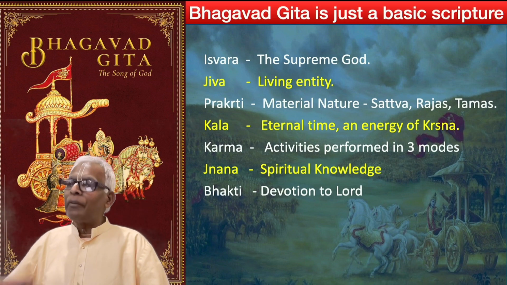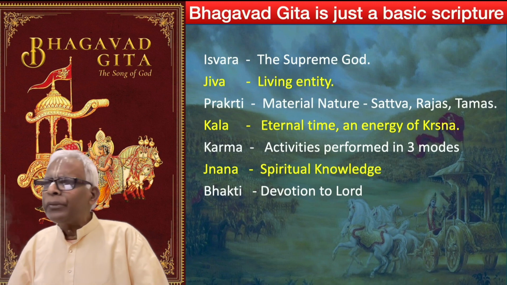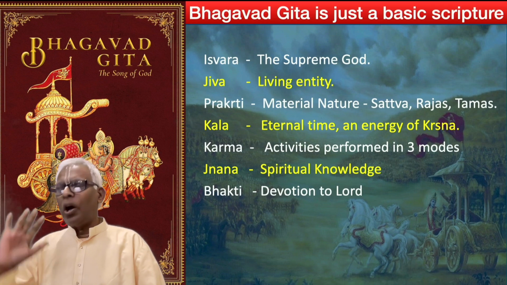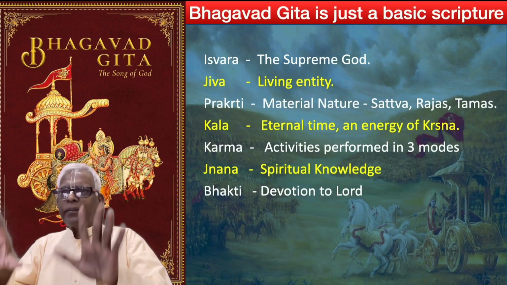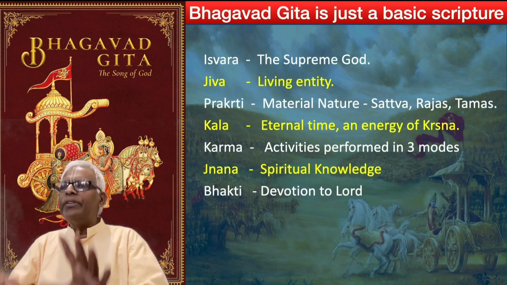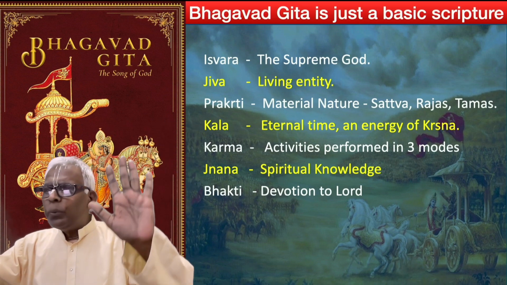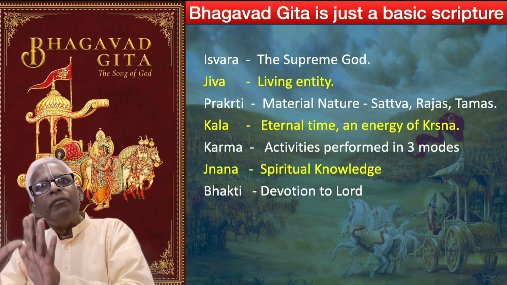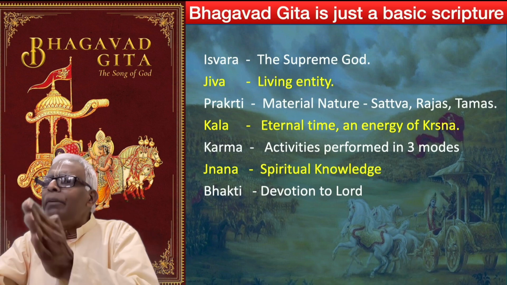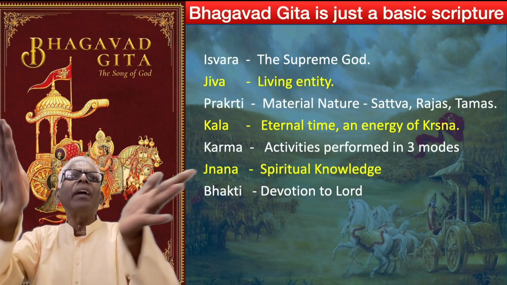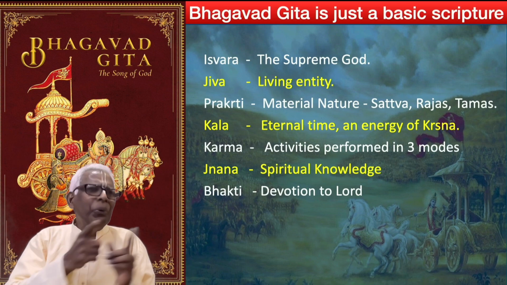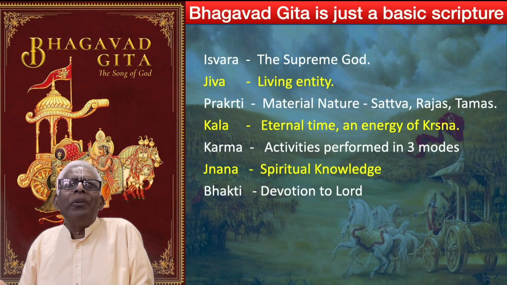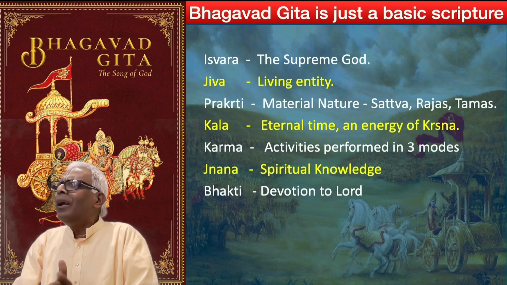Then Karma, our activities performed in three modes. Jnana, spiritual knowledge. And Bhakti, devotion to the Lord. These are the things it is talking about. This is the extract of the 108 Upanishads, which is Jnana Kanda, part of the Vedas. Vedas, 75% or maybe 80%, is actually Karma Kanda only. You worship this guy, you will get that, you will go to heaven. Chandra, Indra, Varuna worship. It's all rubbish actually, for us.